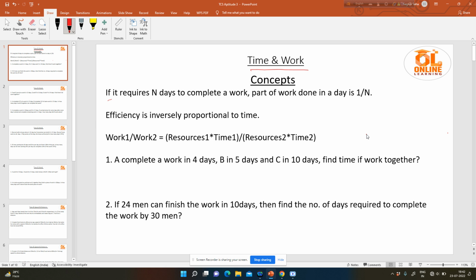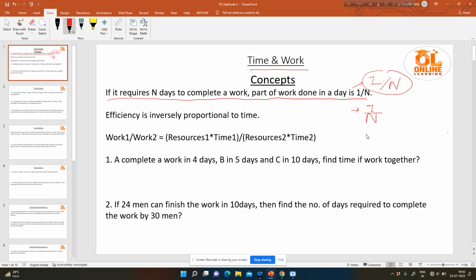So, if it requires n days to complete a work, part of work done in a day is 1 by n. This is a very important rule, and whenever we solve time and work problems, we will always convert it into 1 by n. We will get to know more about this when we solve our questions.